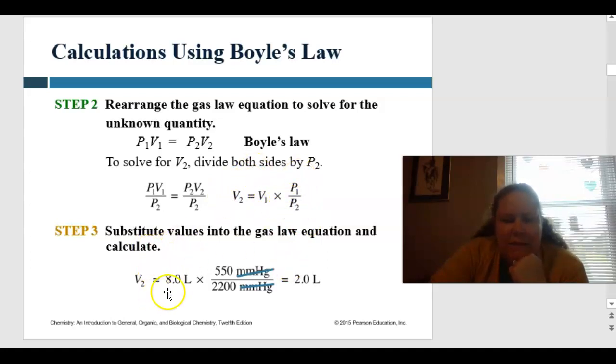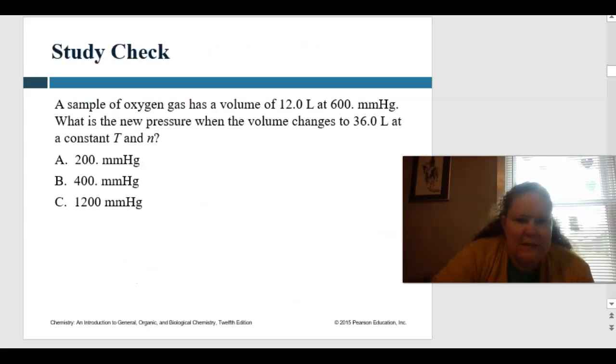So let's calculate. V2 therefore equals 8.0 liters times 550 over 2,200, and the millimeters of mercury cancel out, and that gives us V2 of 2.0 liters. All right, good job.